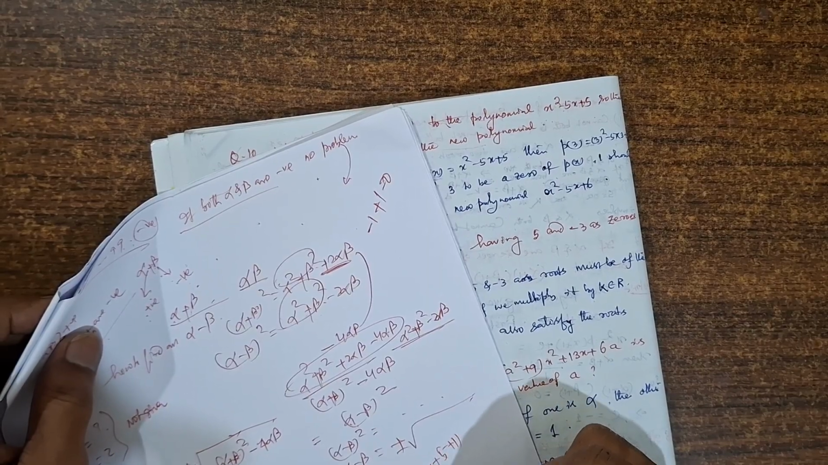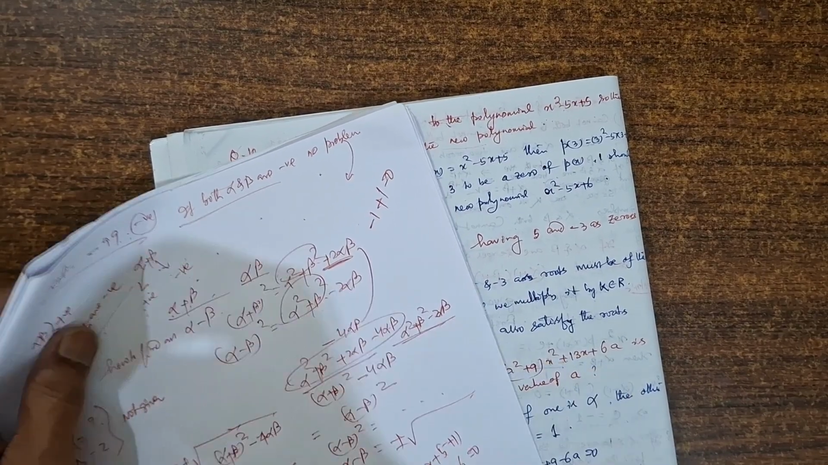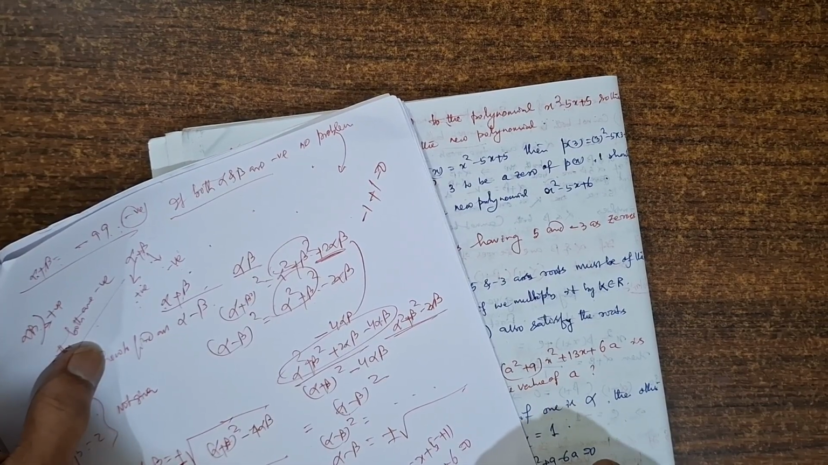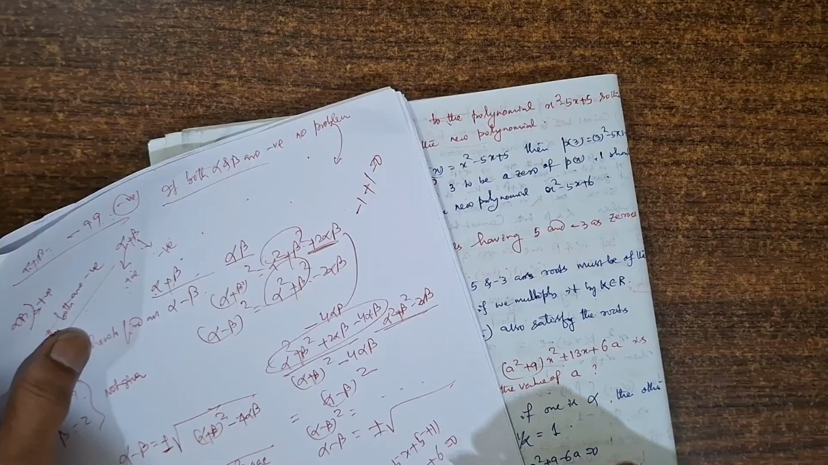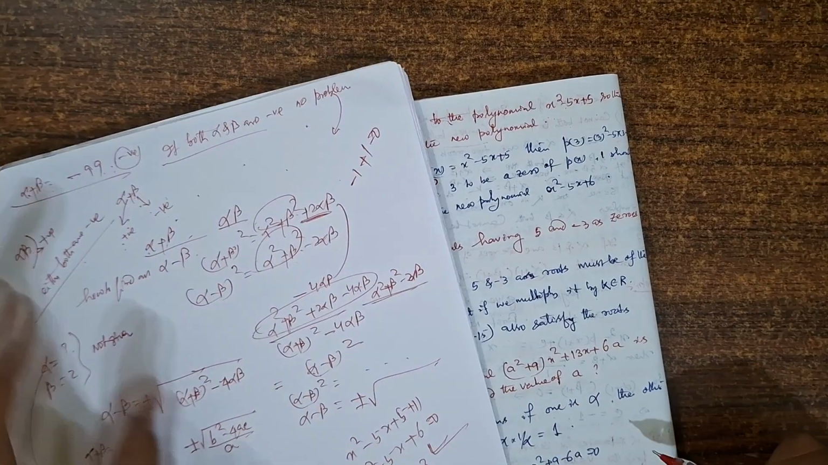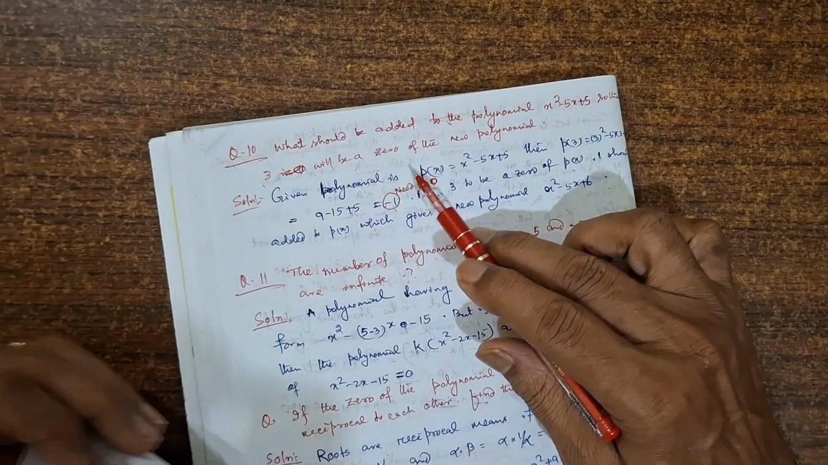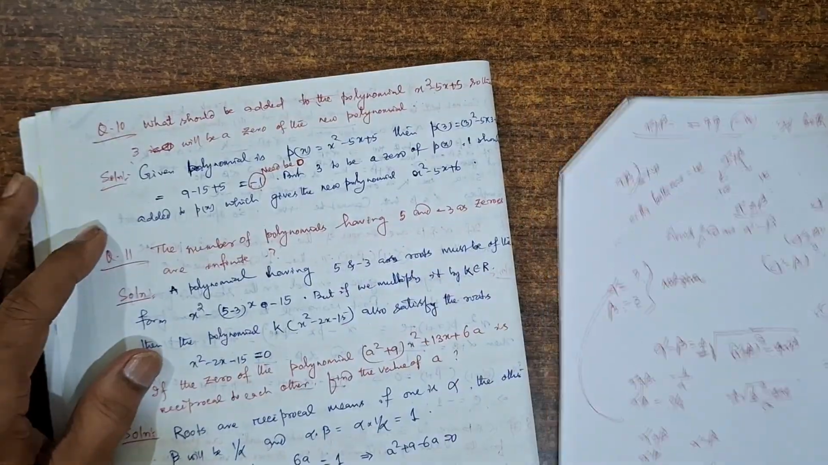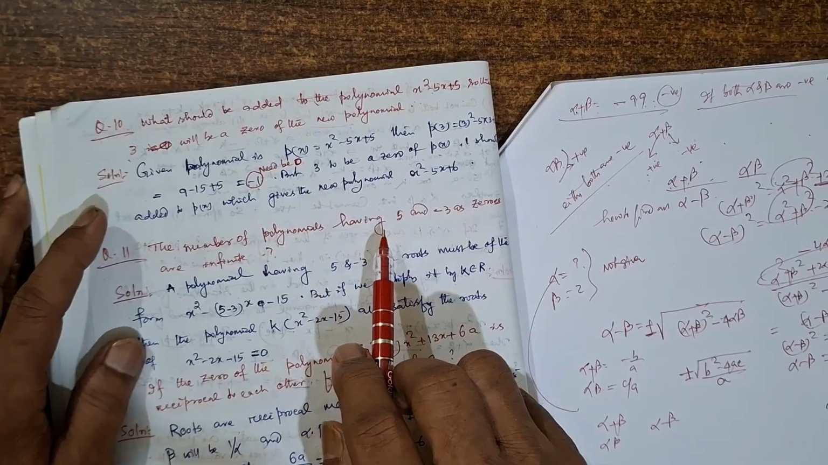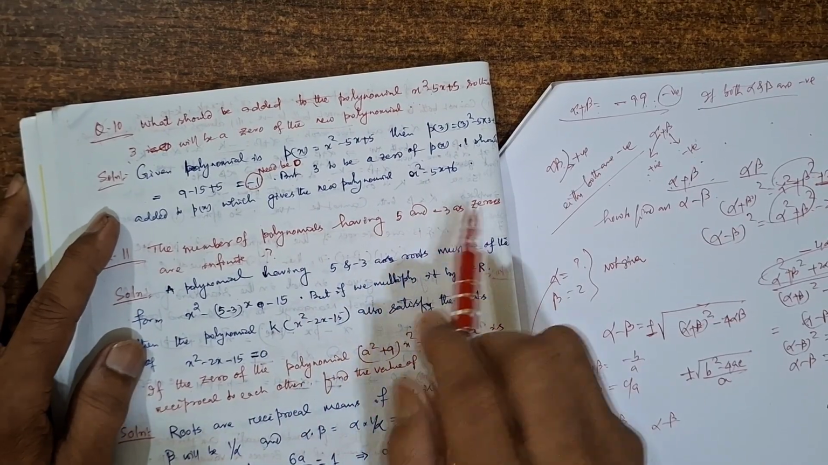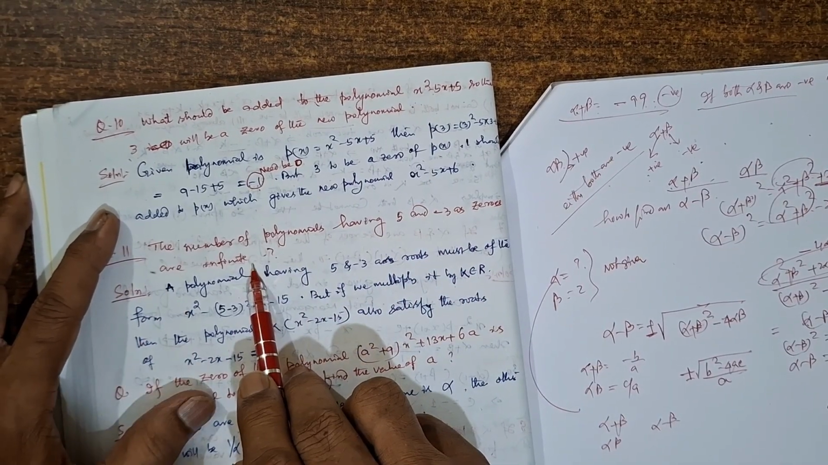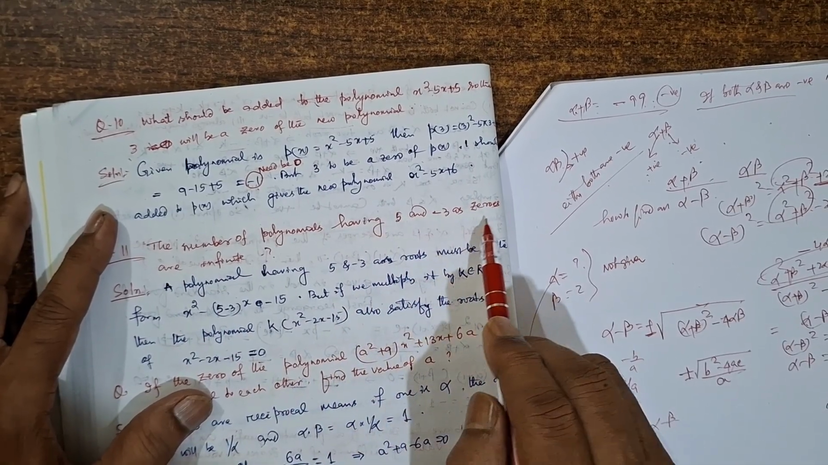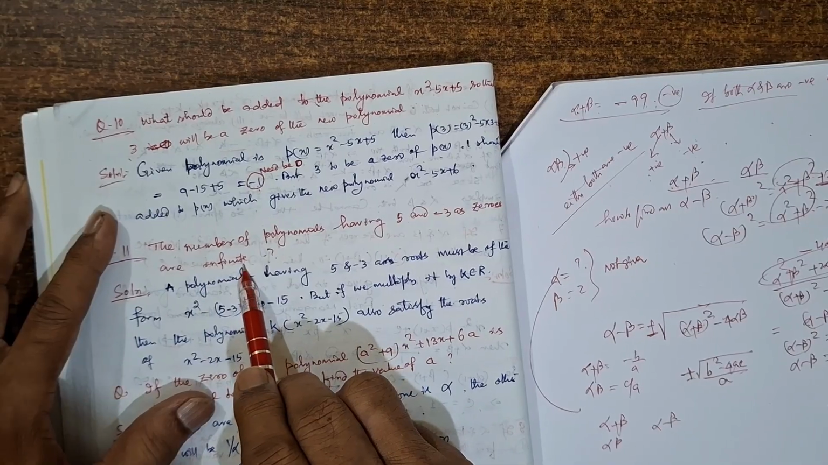x square minus 5x plus 6 is equal to 0. Earlier we found that x is equal to 2 and x is equal to 3. Two values are there. So 3 is a root, or zero, of this polynomial. The number of polynomials having 5 and minus 3 as zeros is infinite.